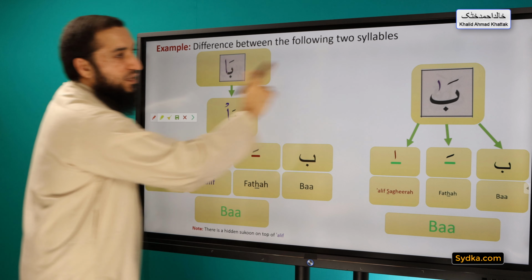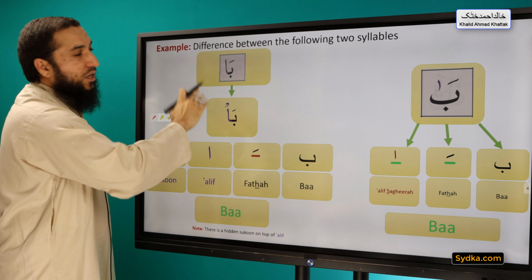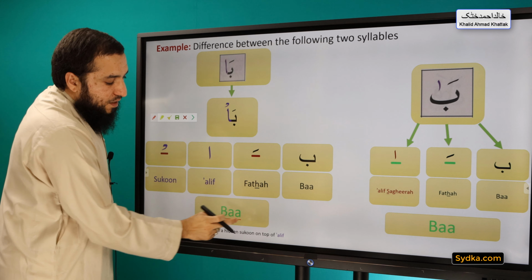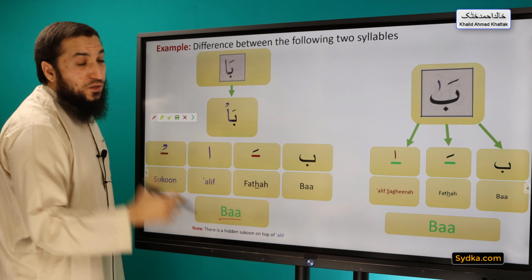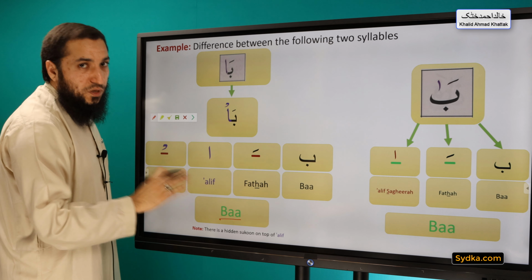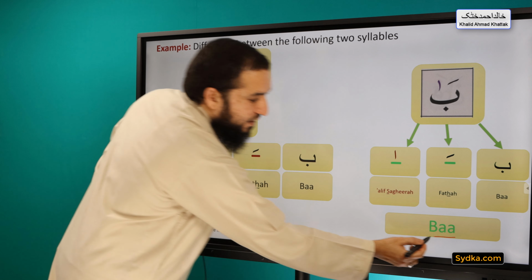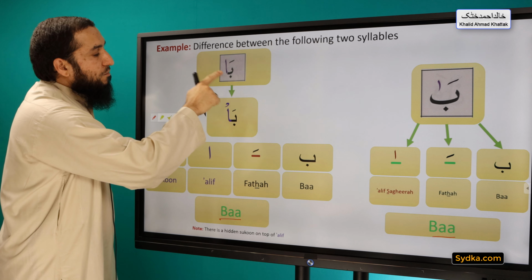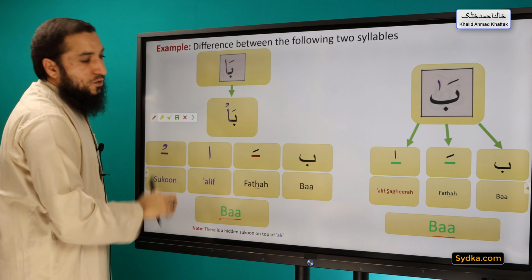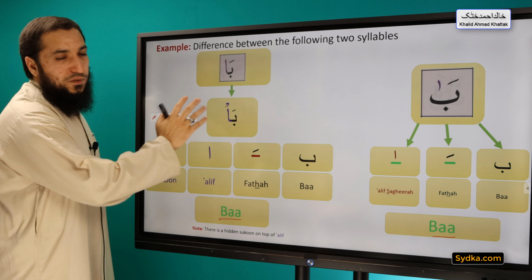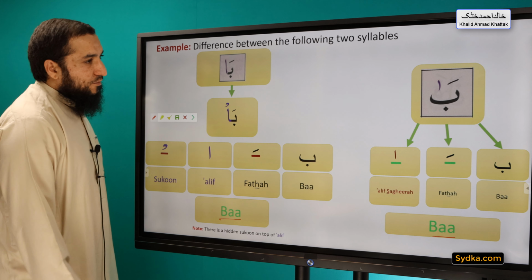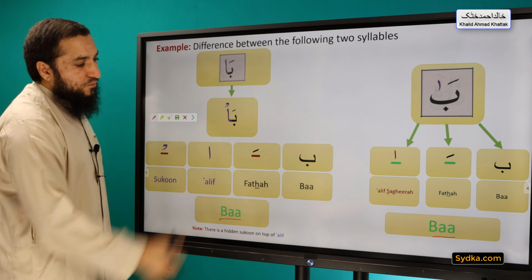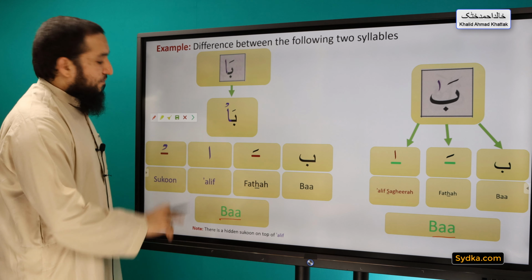If you see the writing, the way they are written is different, but the actual sounds are the same, and the rules that will be applied to them are the same as well. So both are the same sound, just a different way of writing. We will explain this in detail in lesson number 8 of Al-Qaida Nuraniya.